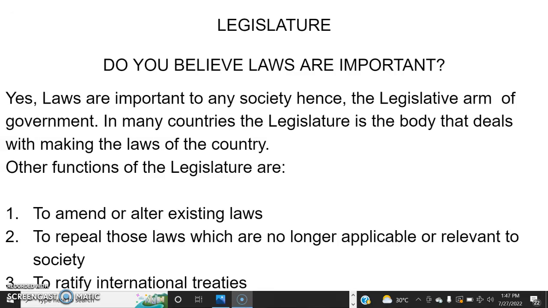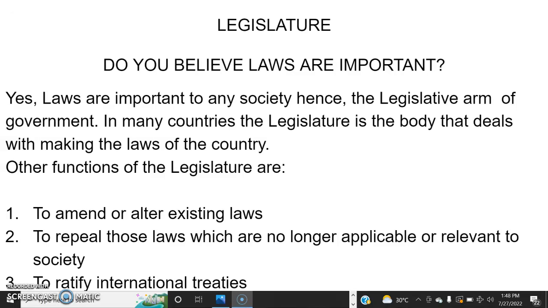Now, do you believe that laws are important? Are laws really important to a country? Well, I know most of our answers would be yes, and you are very much correct. Laws are important to any society, right? And we have the legislative arm of government of a country. In many countries, the legislature is the body that deals with making the laws of a country. And as I said before, that is the main role or the main function of the legislature.